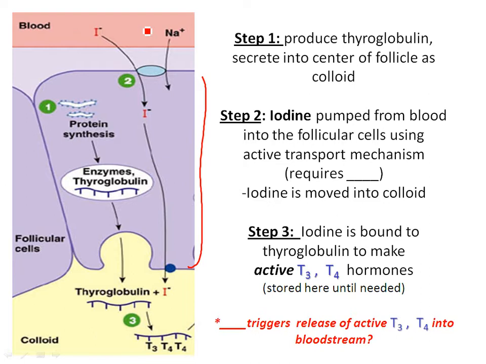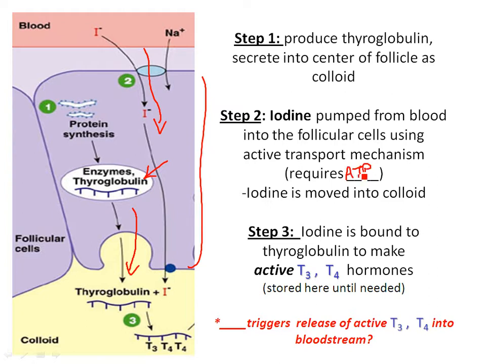So the first thing that's going to happen is the follicular cells themselves are going to produce thyroglobulin, which is our inactive state. They are going to push it into the center of the follicle, and it waits. And of course, we have to have iodine. Now, you supposedly ingest the iodine in your diet. It's going to be absorbed into your bloodstream and carried throughout the body. And when it gets here, these follicular cells are going to actively pump this into the follicular cells. And of course, to do this, we need ATP.